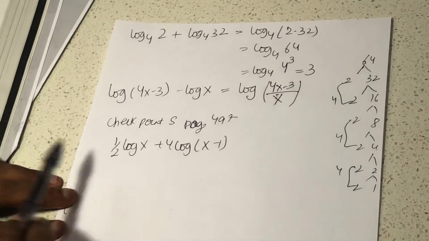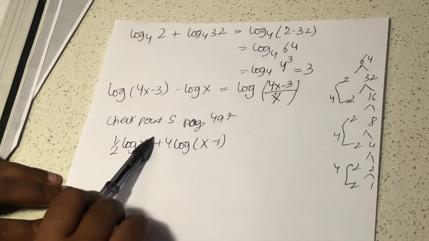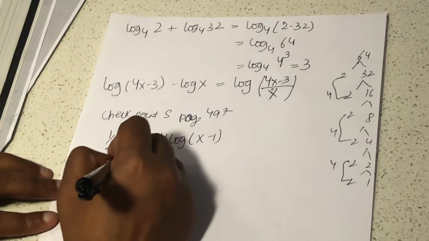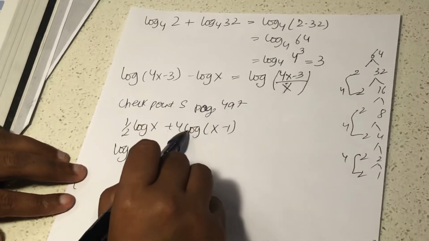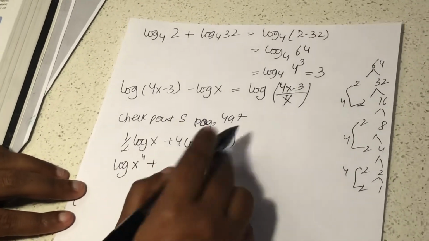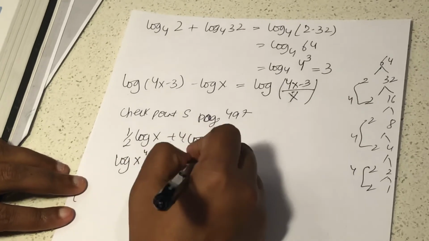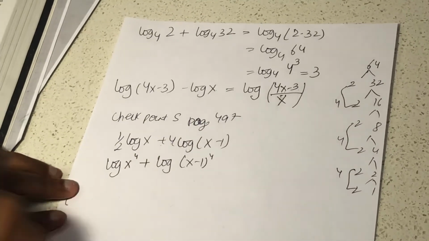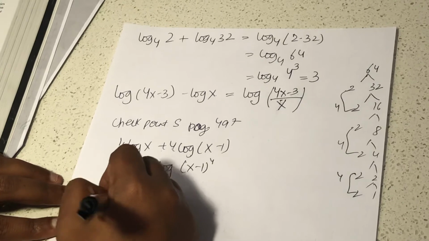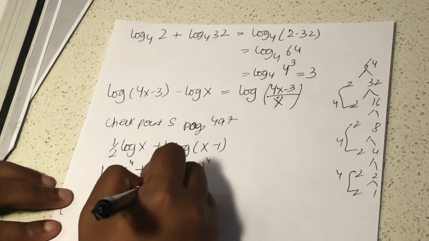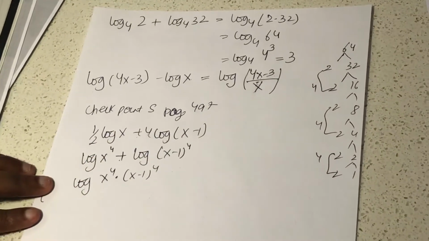Power rule, backward. It is in front, pick it up and throw it back in the power. So it becomes log x to the power of 4 plus, in this case, what happens? It will pick up this 4 and throw it in the exponent of (x minus 1) to the power of 4. Now there is addition. Addition changes into multiplication. 4 times (x minus 1) to the power of 4. That's how you do it.